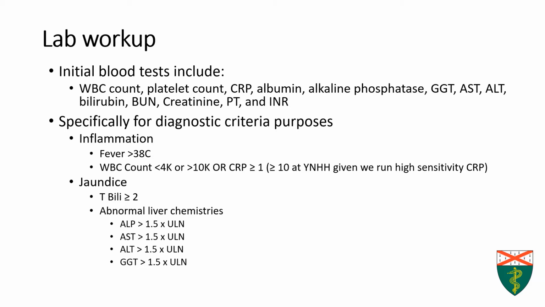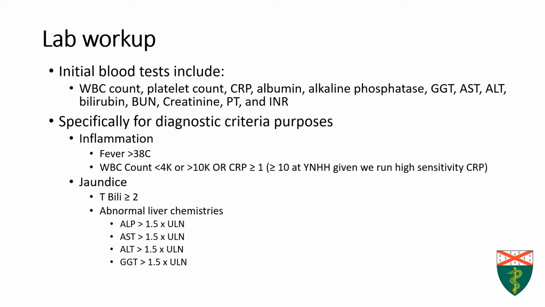Interpreting the data is important for diagnosis. Again, the diagnostic criteria is based on signs of systemic inflammation and cholestasis. Per the diagnostic criteria, systemic inflammation is defined as having fever, leukocytosis, leukopenia, or elevated CRP. Fever is defined as temperatures greater than 38 degrees Celsius. Leukocytosis is present if white blood cell count is greater than 10,000, and leukopenia is present if white blood cell count is less than 4,000. Finally, at Yale, an elevated CRP would be defined as greater than 10, since we use high sensitivity assays here. If any of these are present, then the patient is said to have systemic inflammation.